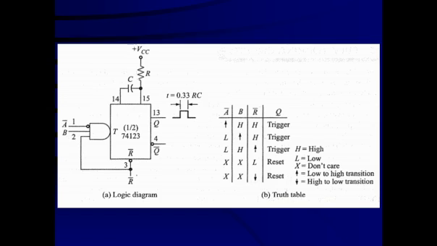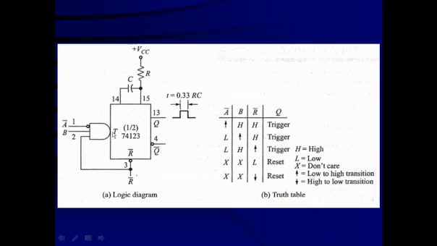Second condition: if A bar is low, B makes a transition from low to high, that means a positive transition, this arrow is correct, and R bar is high, then the circuit is going to be triggered. Third condition: if A bar is low, B is high, and there is a positive transition from low to high at R bar, the circuit is going to be triggered.